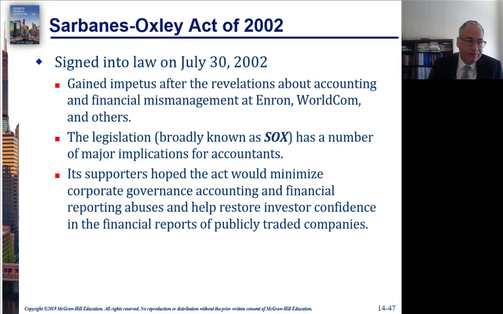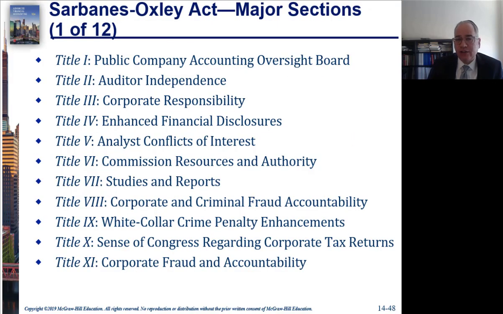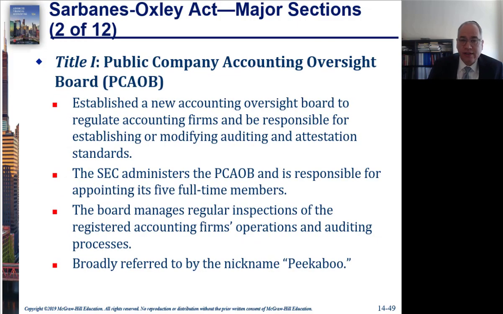for accounting firms. There are 11 sections to the Sarbanes-Oxley Act, and we're going to go through some of the more important ones. Title 1 is the PCAOB, the Public Company Accounting Oversight Board. This established a brand new oversight board that would regulate accounting firms, mainly public accounting firms, firms that audit publicly traded companies. And the PCAOB actually has the ability to create auditing standards for these accounting firms.